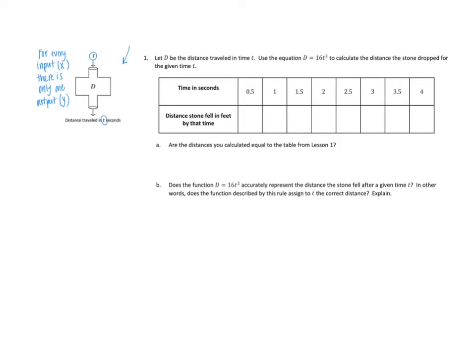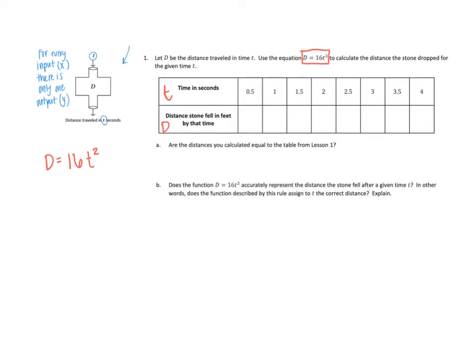So number 1, it says let d be the distance traveled in time t. Use the equation d equals 16 times t squared. So this is our rule. I told you last lesson that our rules are going to be getting a little bit trickier to create, and you'll see that this rule is kind of tricky, right? It's not like, oh, y equals 3 times x. This one says d equals 16t squared. So what we're going to do is find the distance by doing 16 times t squared. This is our t, and we're looking to find d. Okay?